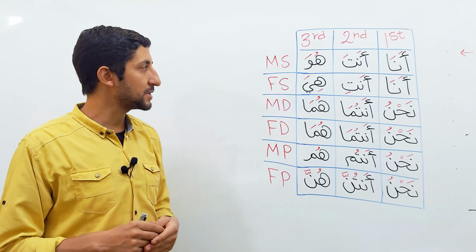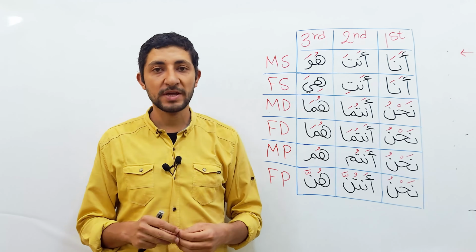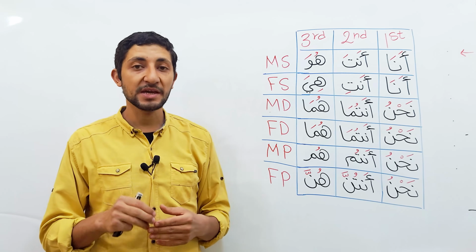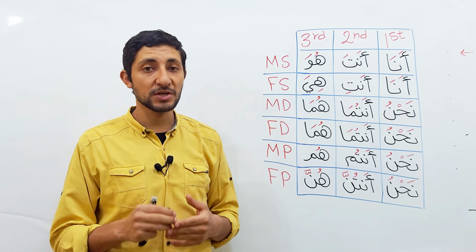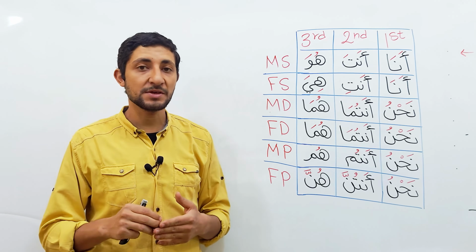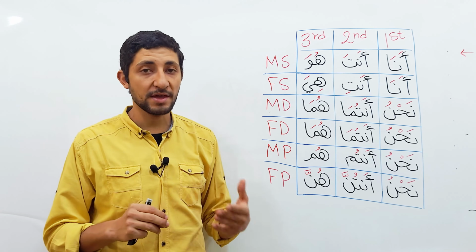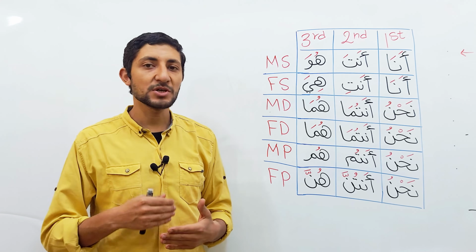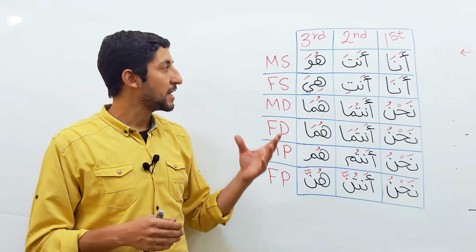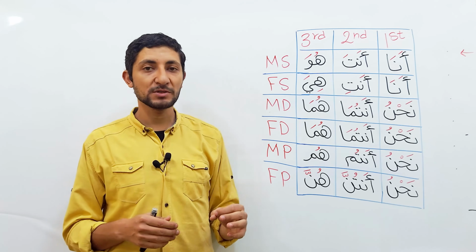And the second note is, all these separate pronouns show up at the beginning of the sentence as a subject, مبتدأ. You will never see them in the middle of the sentence or at the end. So now let me give you some tips and tricks on how to identify the right pronoun for your sentence.